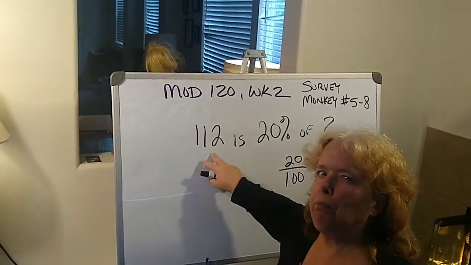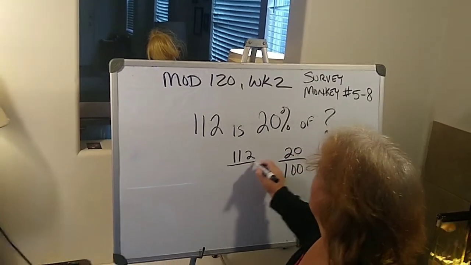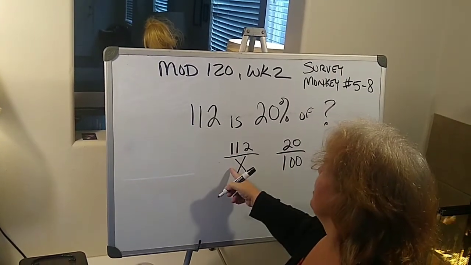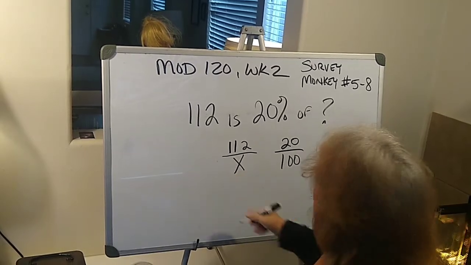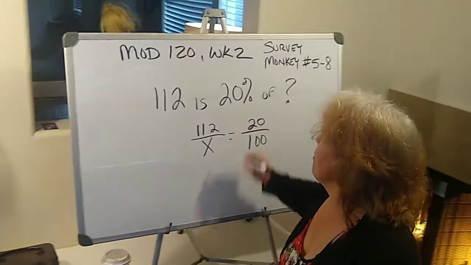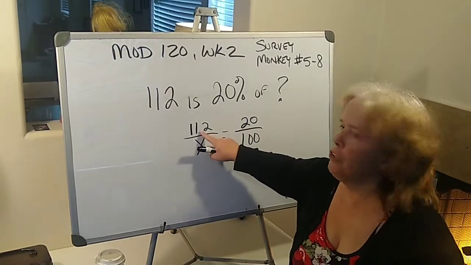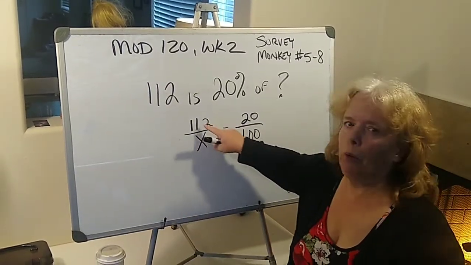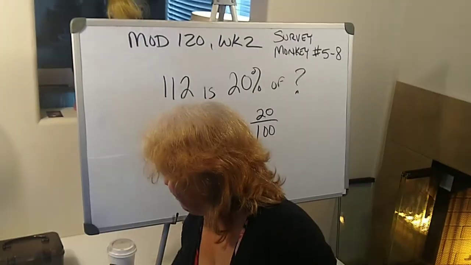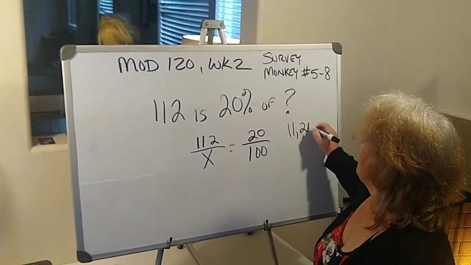So the 112 is the part. So we're going to put 112 up here, and the whole is what we want to know. So we're going to put the whole down here. The part goes up here, and the whole goes down here. Just like 20 is the part of 100. All right. Now, do you remember what we need to do? Two numbers that cross each other are the 112 and 100. So multiply the two numbers that cross each other. 112 times 100 equals 11,200.